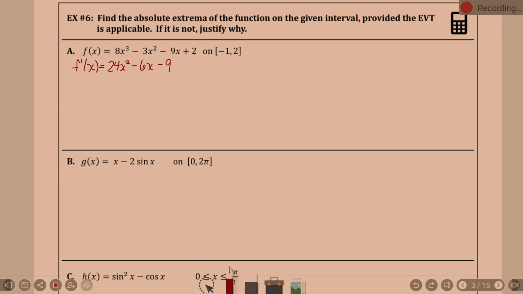Set the derivative equal to 0 to find your critical values. While I'm here, can I go ahead and factor a GCF out? Yeah. If I factor that 3 out, what do I have? 8x, minus 2x. I just went ahead and took that 3 out because it makes my numbers a little bit smaller to work with.